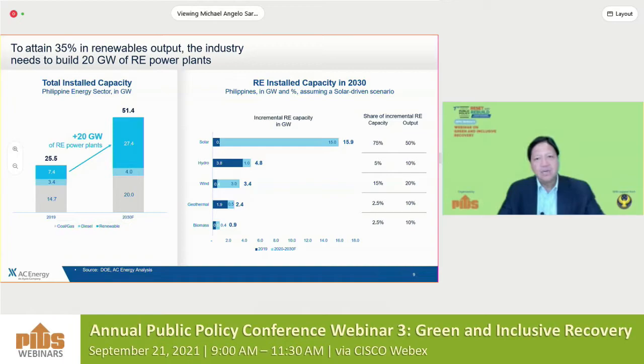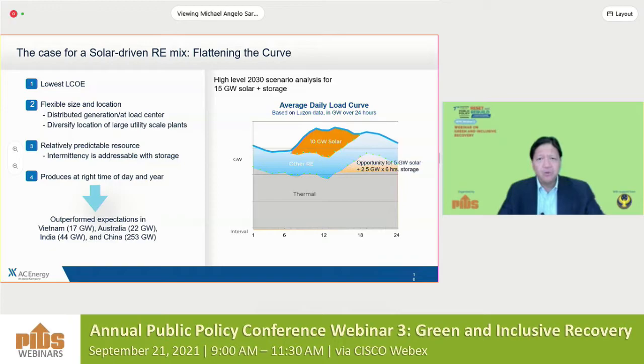On the next page, please. So we think that the solar-driven renewable transition, energy transition, makes sense. Number one, solar now is the lowest levelized cost of electricity, very competitive relative to coal and to gas. Although there's a caveat there that you need to complement this with battery storage, which is the limiting factor today, but hopefully that will be resolved over the next 3 to 5 years in terms of economics and scalability.